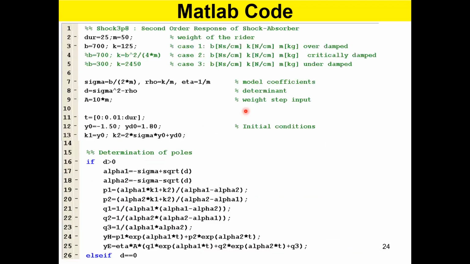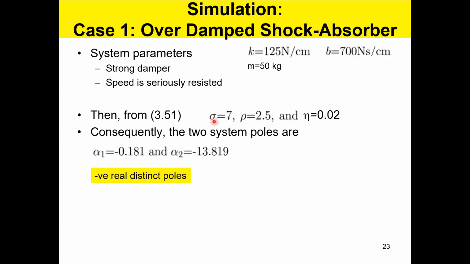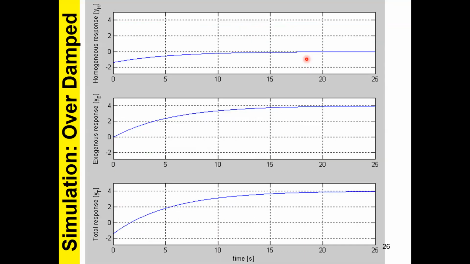Look at the spring constant. Spring constant is 125 Newtons per centimeter. So every 1 centimeter squeeze gets the spring to produce 125 Newton. So if you look at the total weight, 500 Newton, how many centimeters does the spring have to squeeze to produce 500 Newton? 4 centimeters. Then check whether we have got 4. Yes, we have. Exogenous response, 4 centimeters.